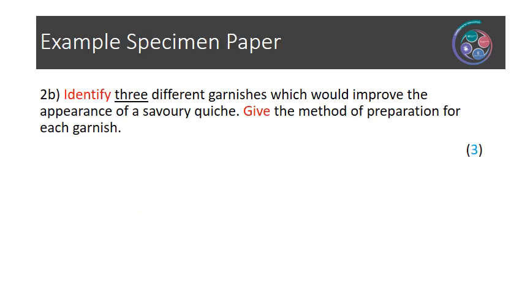Example 2b from the specimen paper. Identify 3 different garnishes which would improve the appearance of a savoury quiche. Give the method of preparation for each garnish. So here we have highlighted identify and give. These are our key command words. I've also underlined 3 as you need to give 3 points to access the 3 marks.